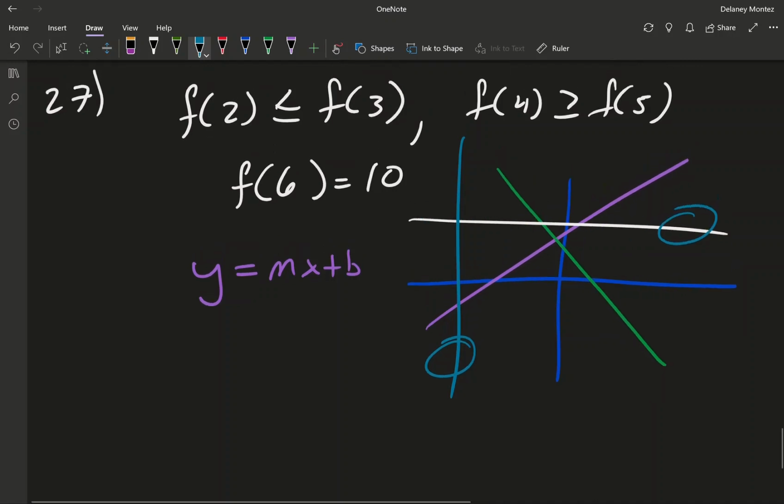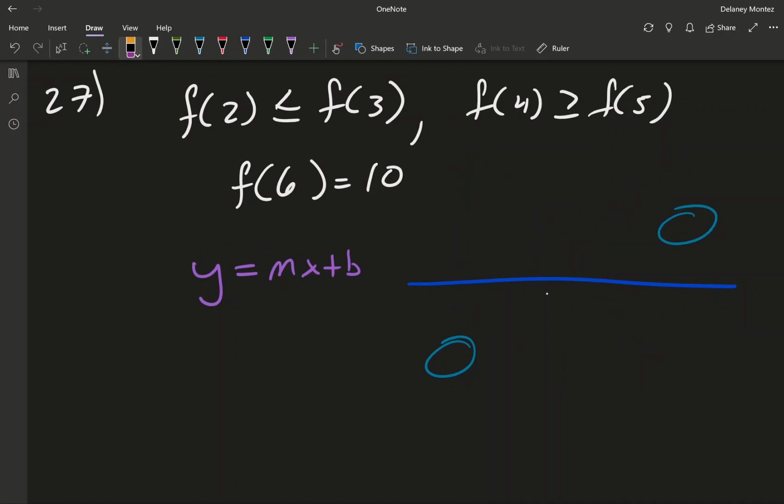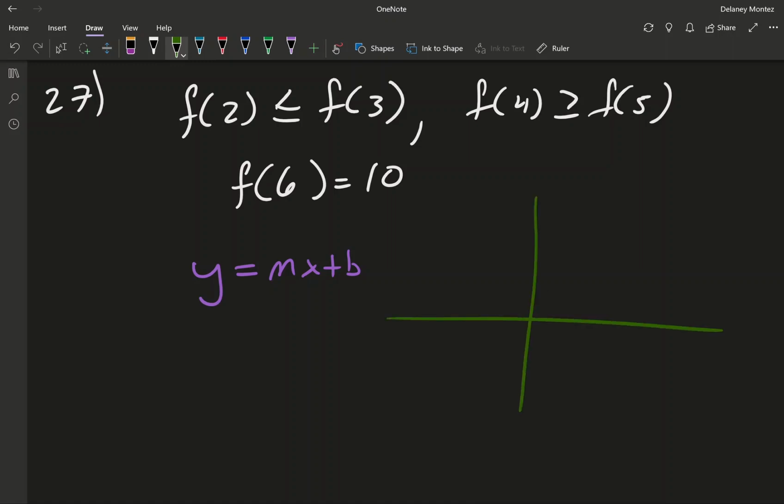So if we look at this here, what we're given is f of 2 is less than or equal to f of 3. So if I have my value here, f of 2, let's say this is 2, this is 3. So this number is less than or equal to this number here, right? So it can either be here or it can be here, right? Something like that.